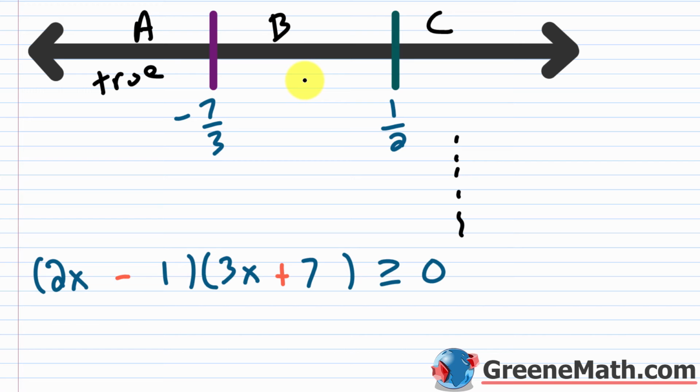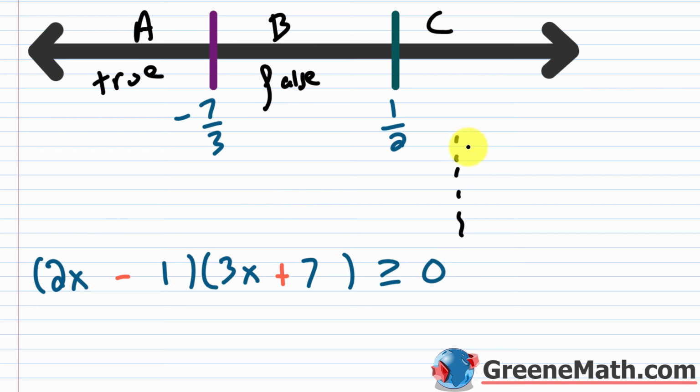So I would pick 0. It's really easy to work with. So if you plugged in a 0 there and you plugged in a 0 there, you'd be left with -1 times 7, which is -7. A negative is never greater than 0 and it's not equal to 0. So things here are not going to work. So you could say this is false.